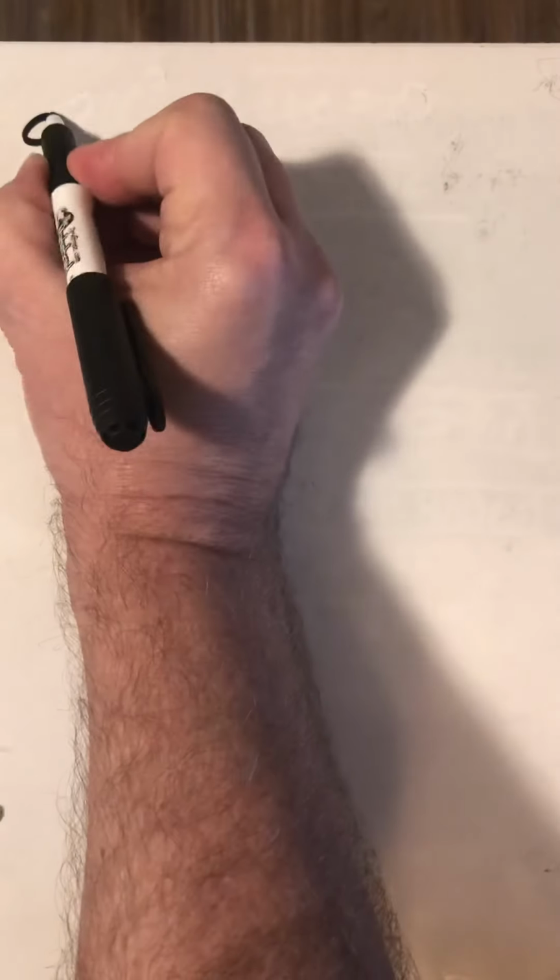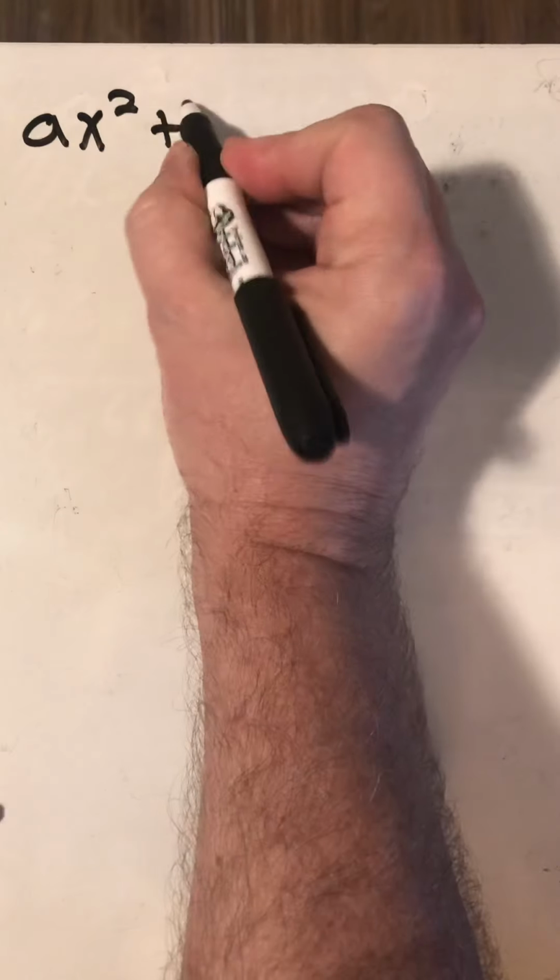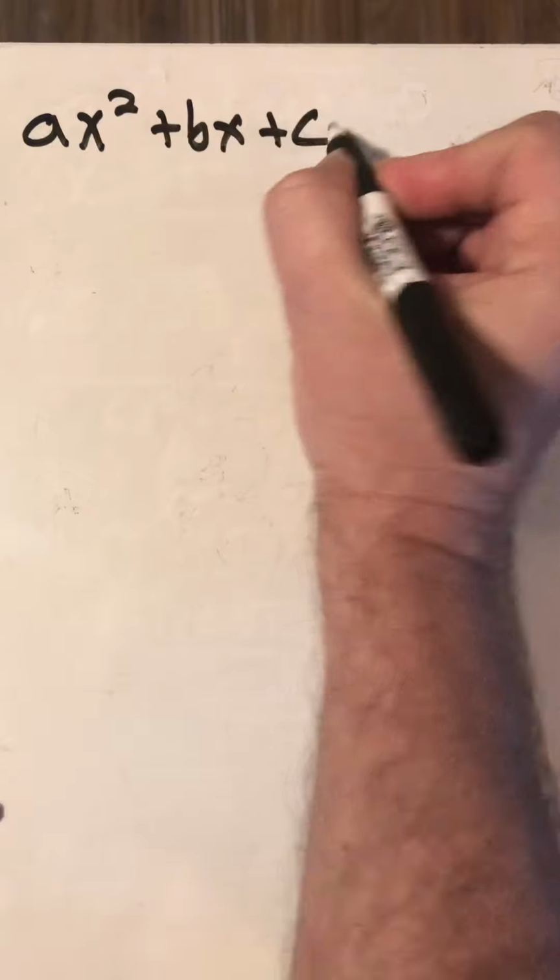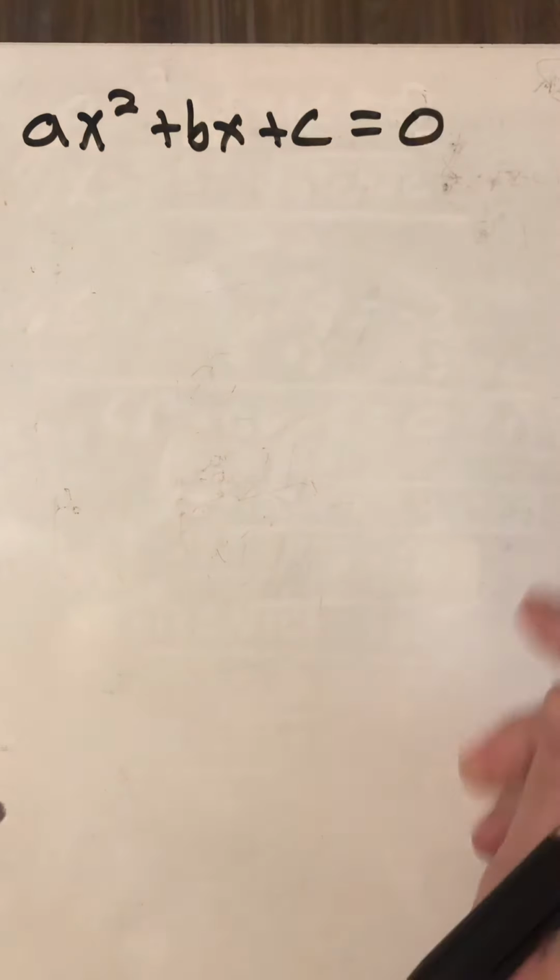All right, guys, hold on tight. I'm going to show you how to derive the quadratic equation by completing the square. So let's start by looking at a quadratic in standard form. I've got x squared plus bx plus c equals 0.